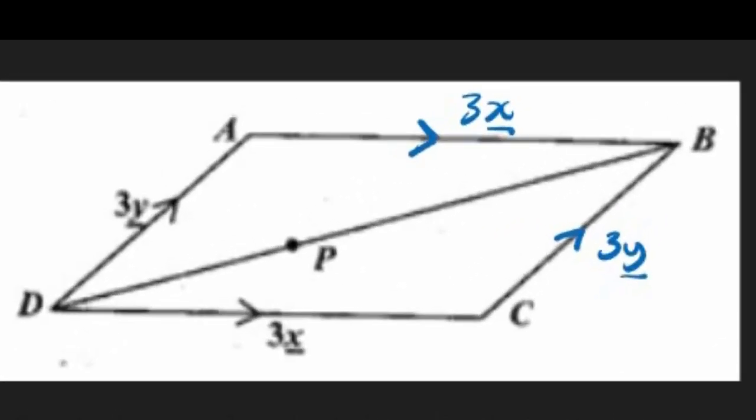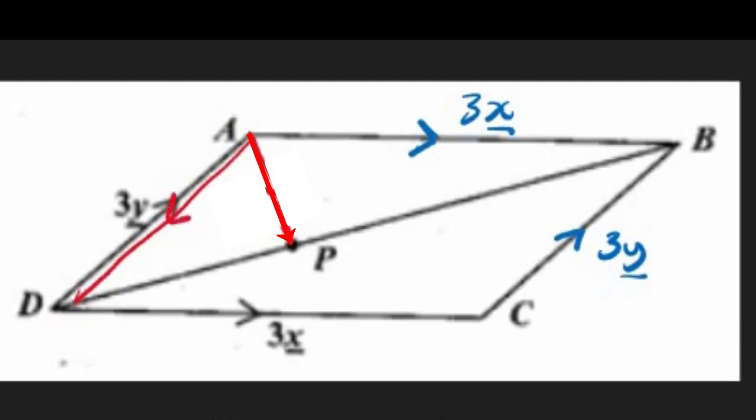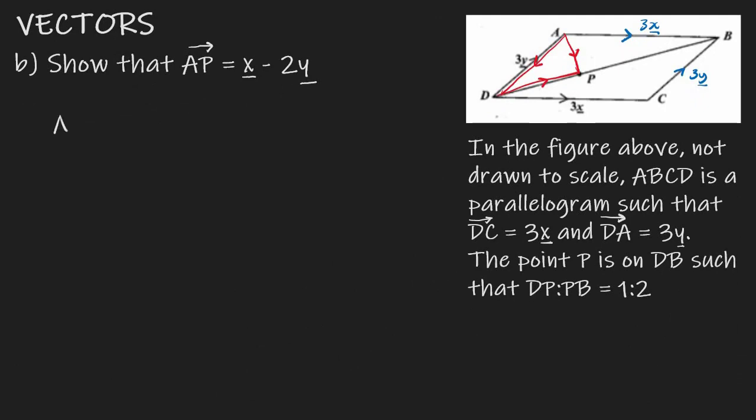Part B, we would like to show that the vector AP is equal to x minus 2y. I can get to AP by taking two routes. I could go along the vector AB and come down the vector BP. Or I could get to AP by going down the vector AD and coming along the vector DP. I will find the vector AP by coming down the vector AD and going along the vector DP.